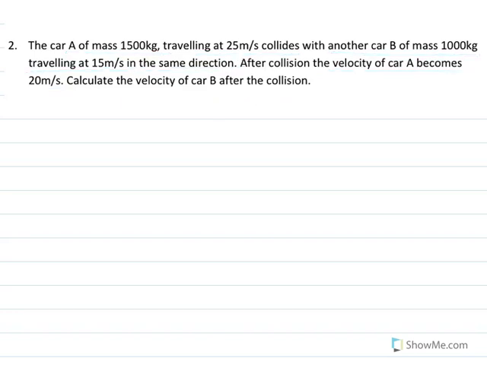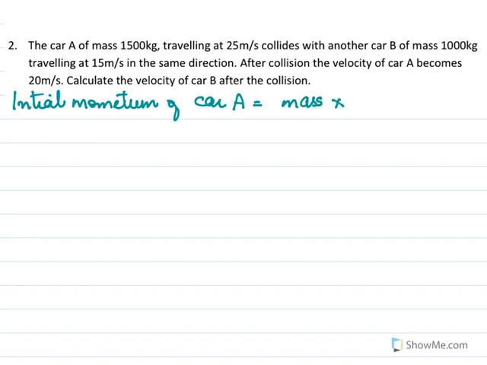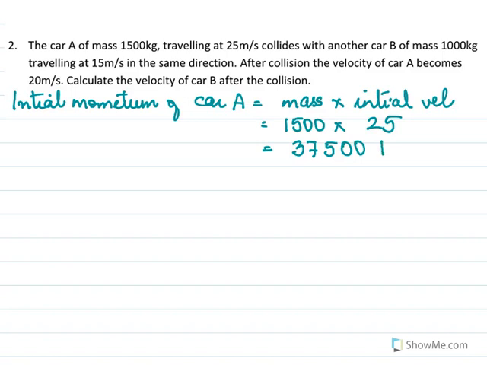So to start with, for car A, we'll calculate the initial momentum of A. Now the initial momentum of car A will be the mass of the car into its initial velocity. Now we know the mass of the car is 1500 and its initial velocity is given as 25. So when we multiply this, we get 37500 kg meter per second. That is the initial momentum of car A.